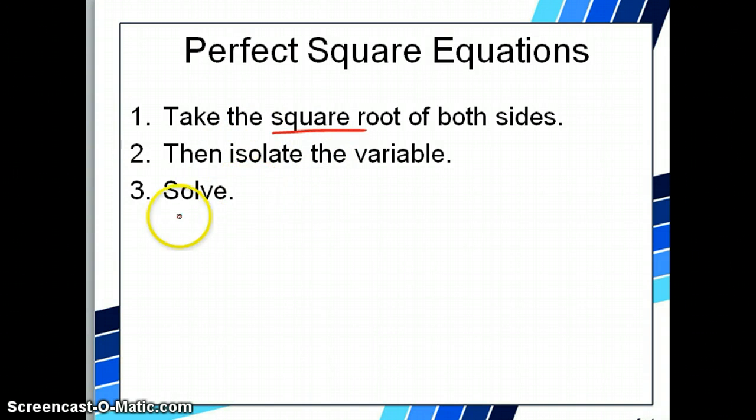So you take the square root first and then you solve. So kind of the opposite of what we did in the last set. We solved and then took the square root last. Again, that positive or negative symbol is going to come up.